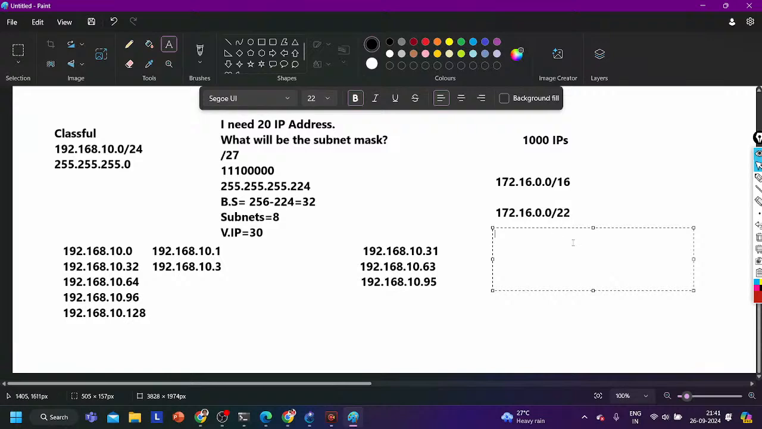If slash is 22, how many network bits are there in the third octet? 6, right? 1 1 1 1 1 1 and 2 bits are 0, right? So now you can find the subnet mask: 255.255. and 128 plus 64 plus 32 plus 16 plus 8 plus 4. What value will you get? 252. So 252.0. Guys, what will be the block size?